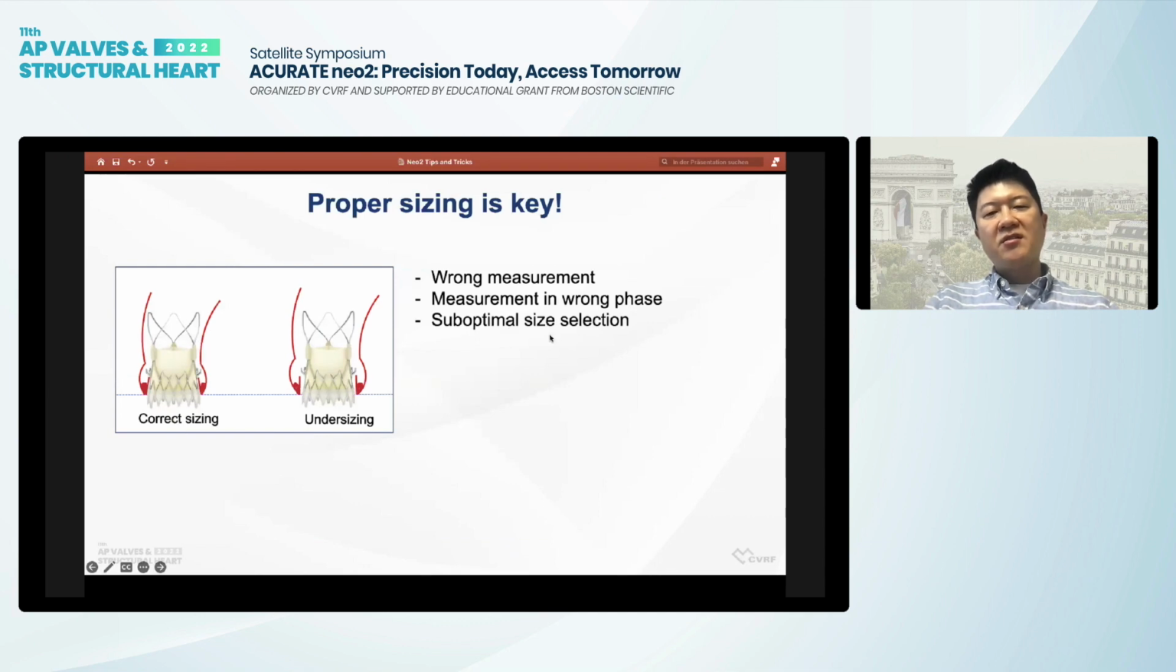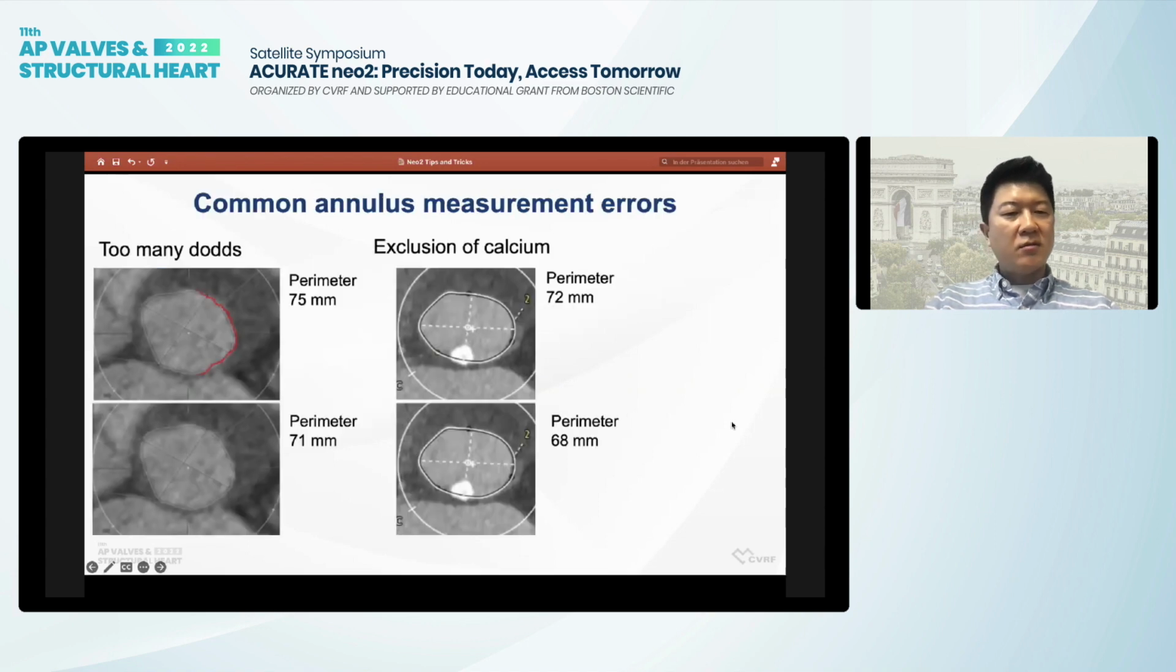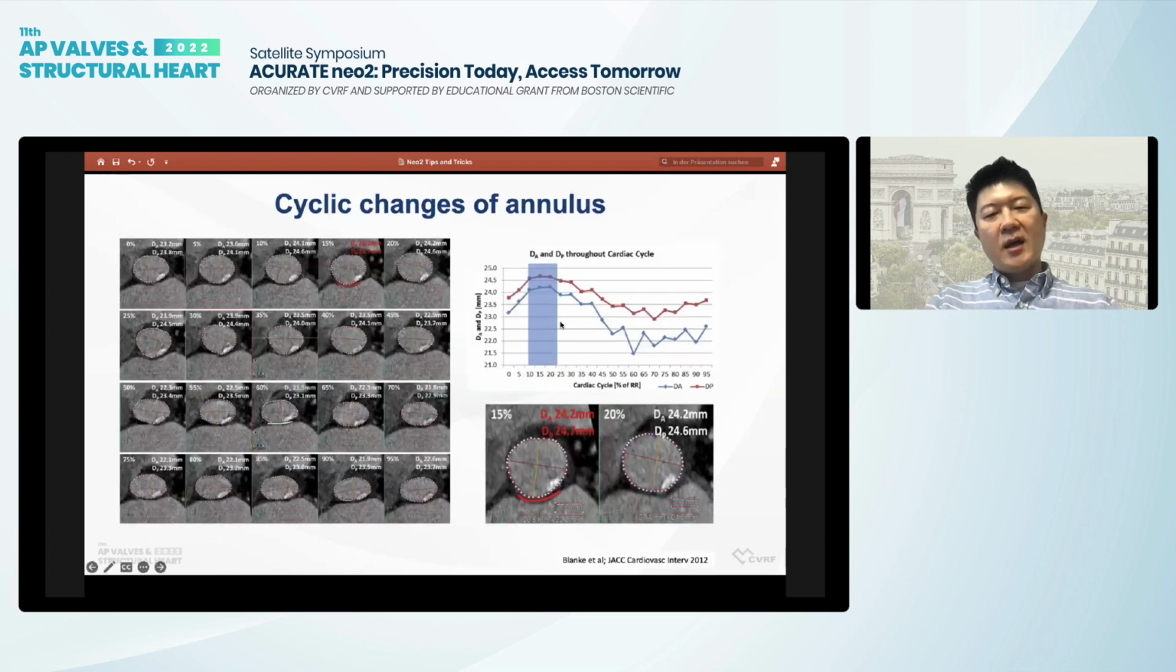So proper sizing is key, and I would like to highlight 3 mechanisms that we should keep in mind. One is common annulus measurement errors, so this is very basic. Another very important thing, and this is really clinically relevant, is that Lanke showed 10 years ago already that there are cyclic changes of the annulus. You can see that the annulus is largest in systole, but even within systole there are differences. There is a difference between 40% of the cardiac cycle and 20%. So there can be really relevant differences, especially if you measure in diastole.